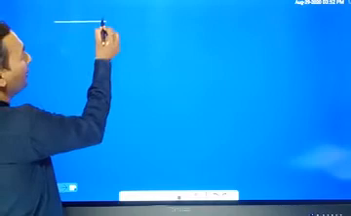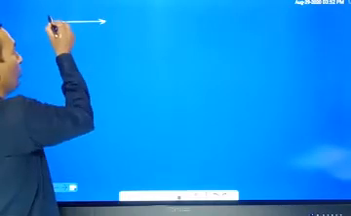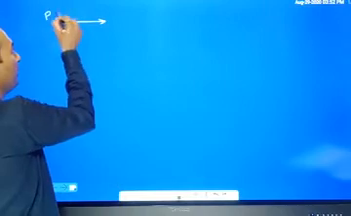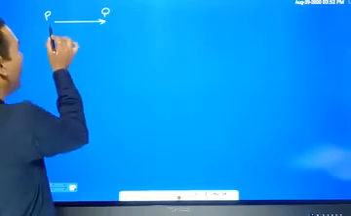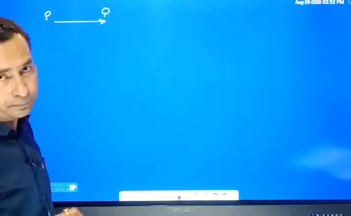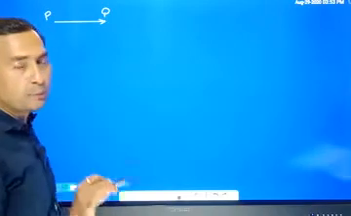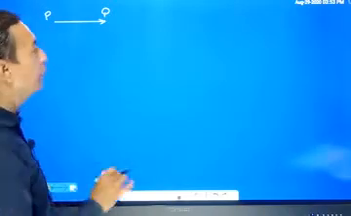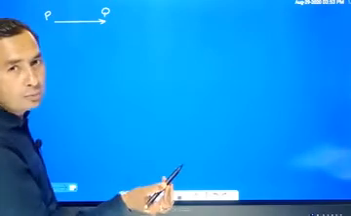These methods are very simple. In the graphical method, any vector is represented by a straight line. The arrow of the straight line shows the direction of the vector, and the length of this straight line shows the magnitude of the vector. This length is directly proportional to the magnitude of the vector. If the length is more, then the magnitude is more.